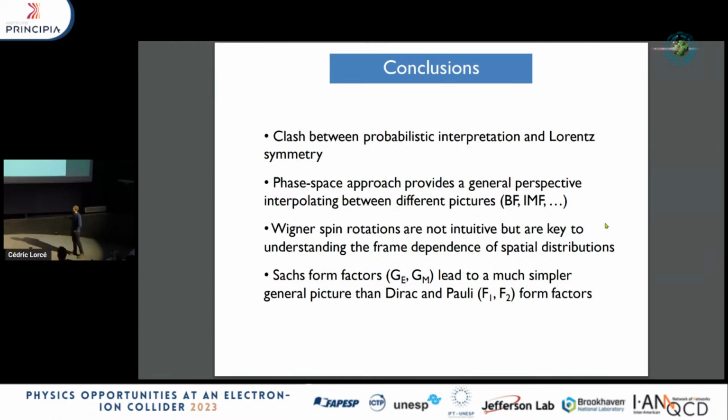And why the pictures are different is essentially because you have spin rotations and something that we really are not familiar with. And if you really take into account this Wigner rotation, you can really see what happens gradually, how the distribution transforms. And the result of this analysis points to the conclusion that actually it is the Sachs form factor that represents, in my mind, the best picture of a system at rest, rather than F1 and F2. Thank you very much.